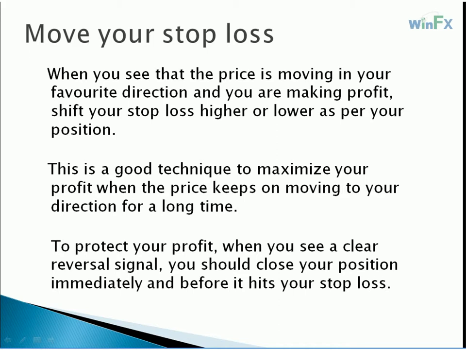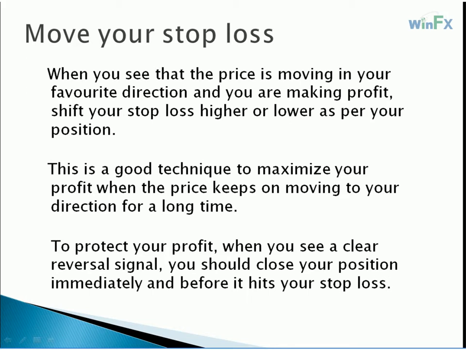The next part is moving your stop loss. When you see that the price moves in your favorite direction and you are making a profit, you should cancel the primary stop loss and set another one higher than the primary stop loss. For example, you have bought EUR/USD at 1.4246 and your primary stop loss is at 1.4588. The price goes up 50 pips.